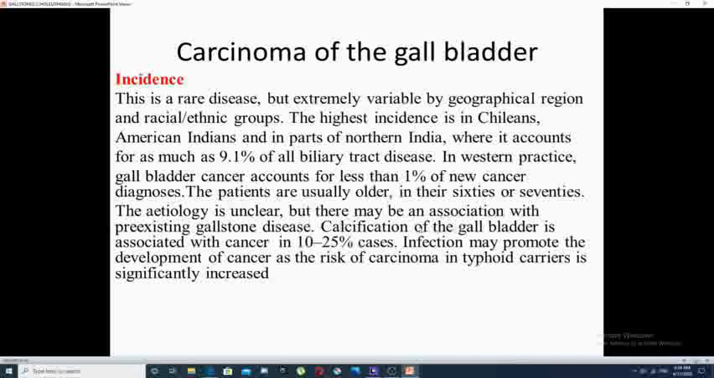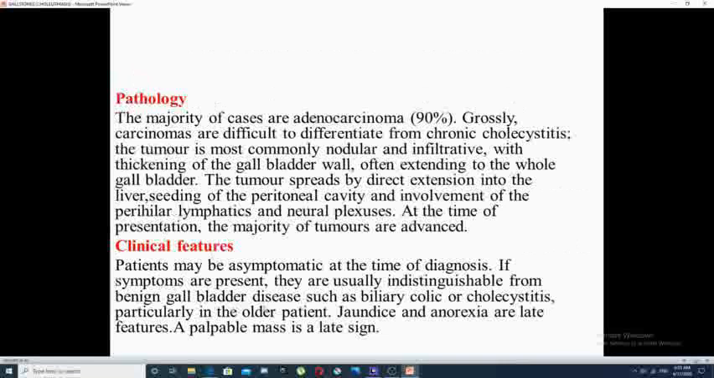But there may be an association with pre-existing gallstone disease. Calcification of the gallbladder is associated with cancer in 10 to 25% of cases. Infection may promote development of cancer, as the risk of carcinoma in typhoid carriers is significantly increased. Pathologically speaking, the majority of cases are adenocarcinoma, in 90% of cases. Carcinoma is difficult to differentiate from chronic cholecystitis.